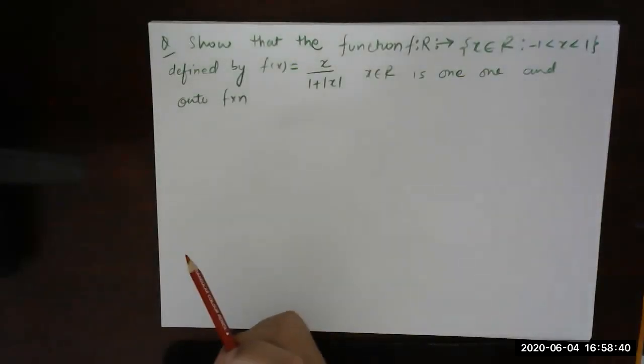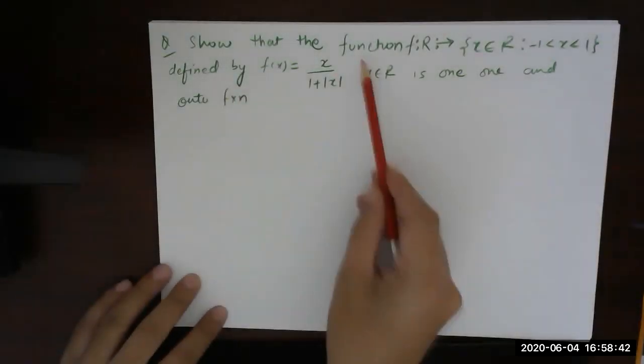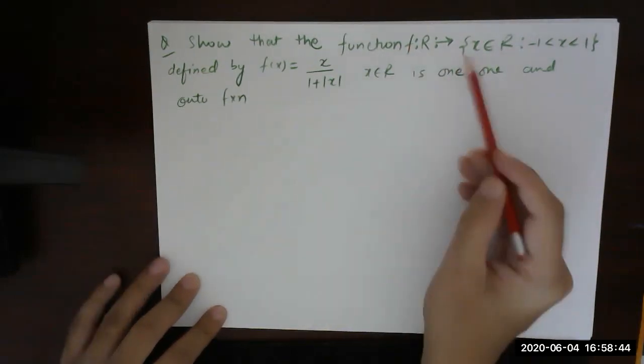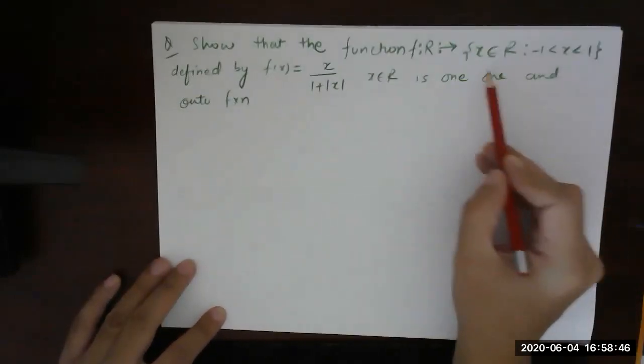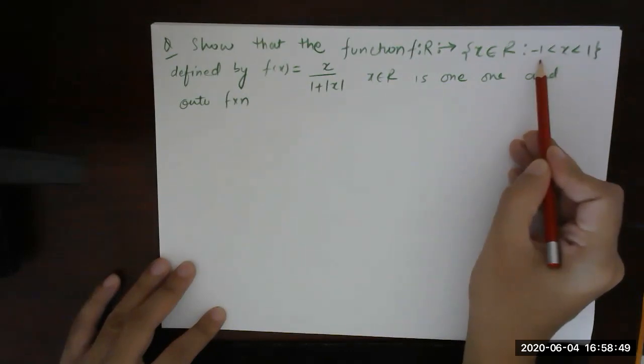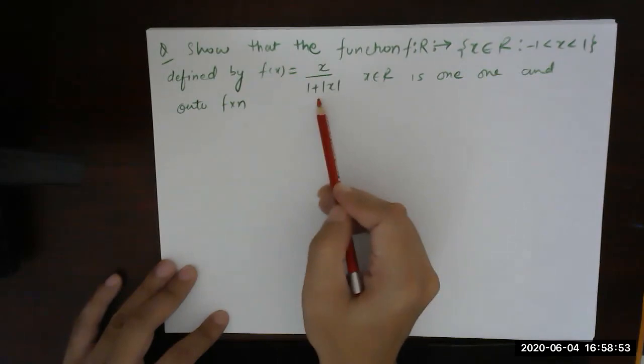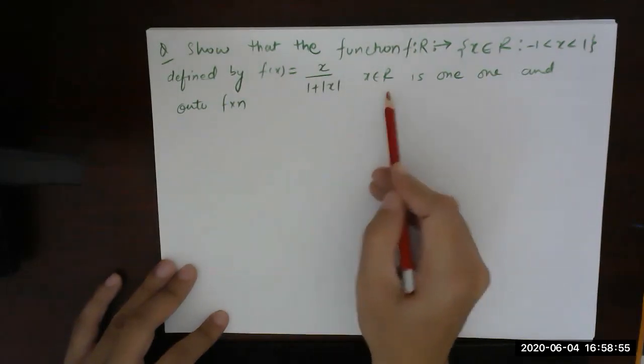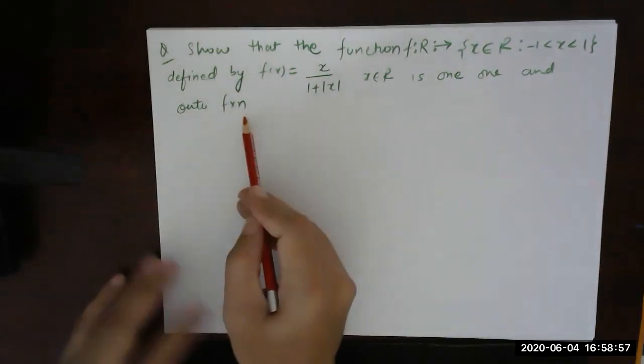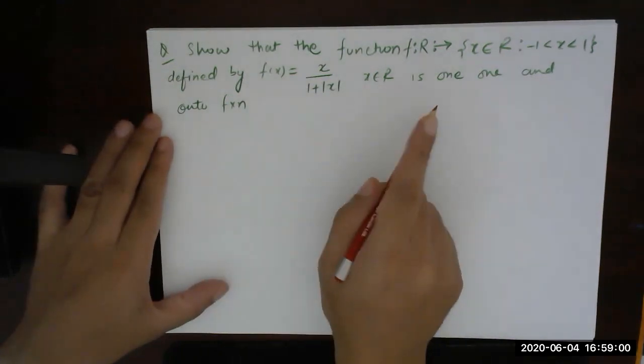Okay, so the question asked is: show that the function f from R to the range x belongs to R, x less than 1 and greater than -1, defined by f(x) = x upon 1 plus mod x, such that x belongs to R, is a one-one and onto function. Okay, so let's first define the question a little bit.